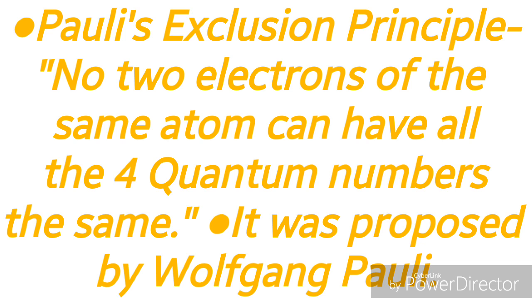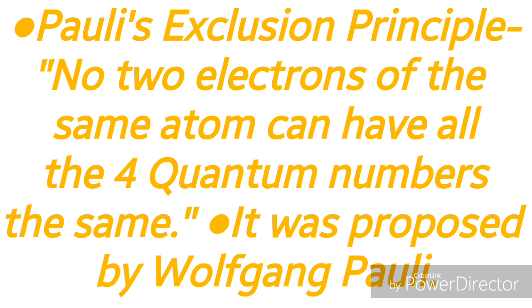Now let us see Pauli's exclusion principle. No two electrons of the same atom can have all the 4 quantum numbers the same. It was proposed by a great scientist, Wolfgang Pauli. Already we have seen his photograph. He contributed for Aufbau principle also.